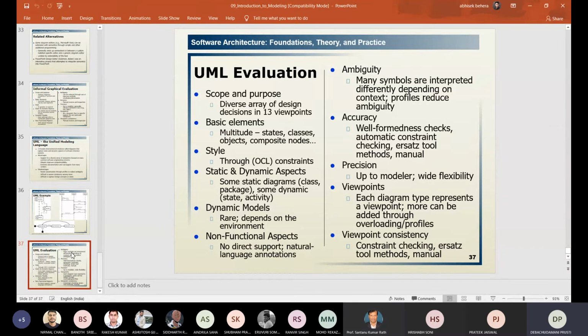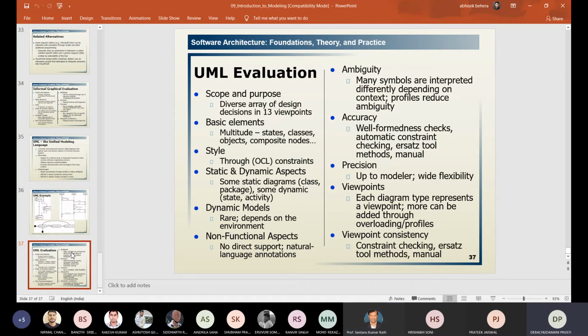So many symbols are interpreted differently. It depends on the context. In the context, we have to decide which symbol to use, and it will also reduce the profile's ambiguity. Then accuracy: well-formedness checks, automatic constraint checking, and tools and methods and the manuals we are using for it. Then precision: up to it, again, depends on the modeler. It has a wide flexibility. To what extent you are modeling it depends on you.